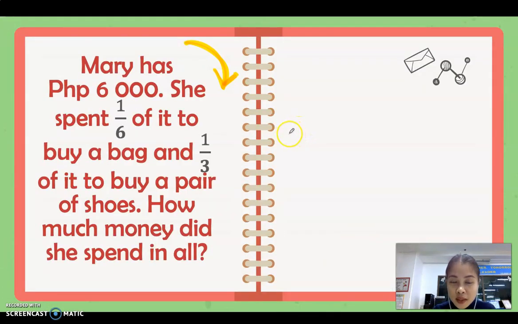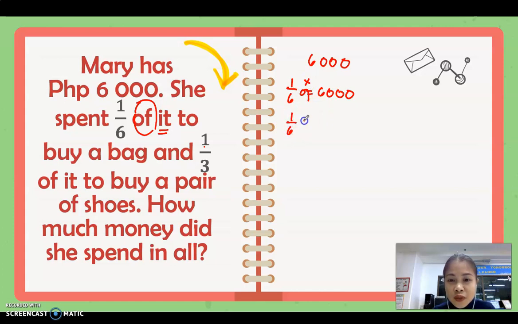Next. Mary has 6,000. She spent 1/6 of it to buy a bag and 1/3 of it to buy a pair of shoes. How much money did she spend in all? So, Mary has 6,000. 1/6 of it. What is it? That is 1/6 of 6,000. So we need to find what is 1/6 of 6,000. So the word of is multiplication. To change it to an equation, 1/6 times 6,000 over 1.